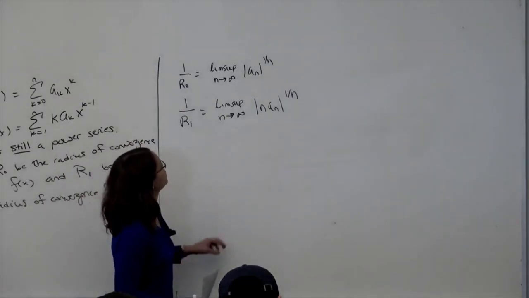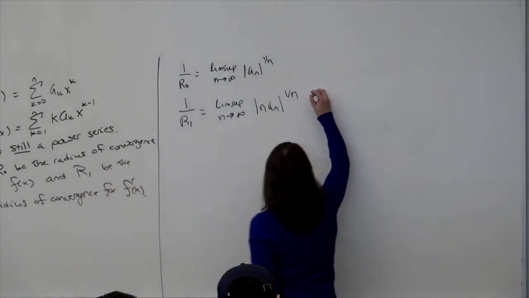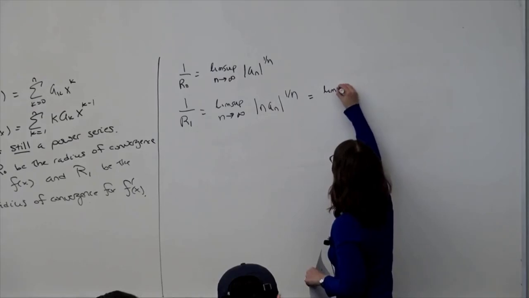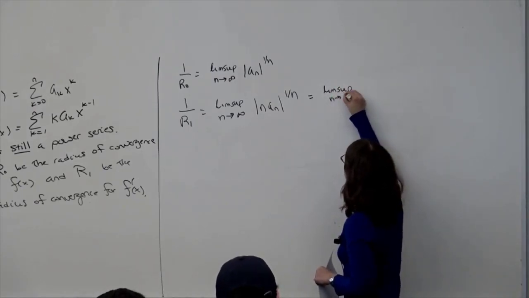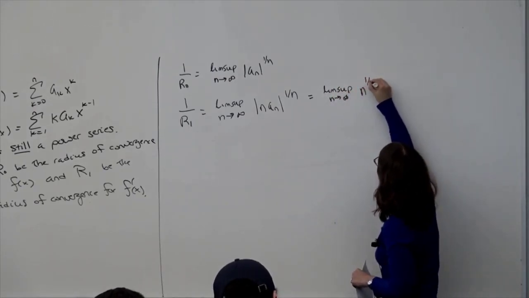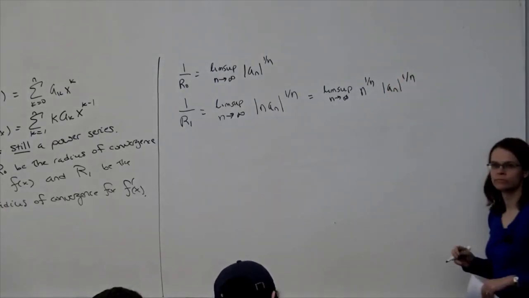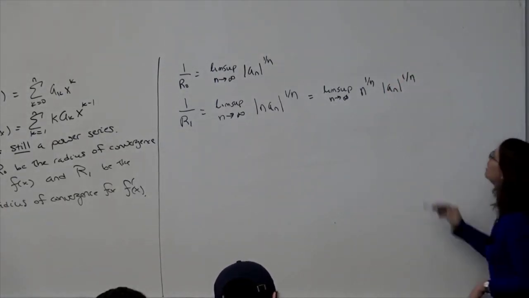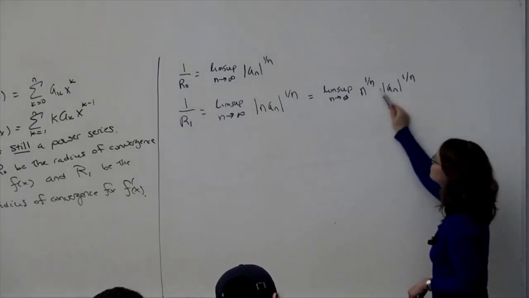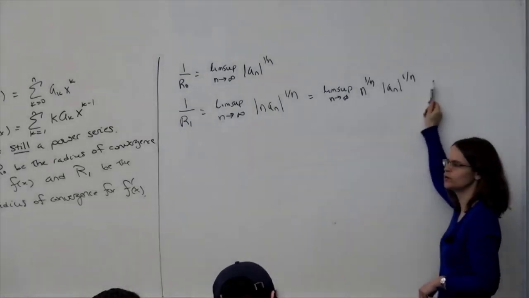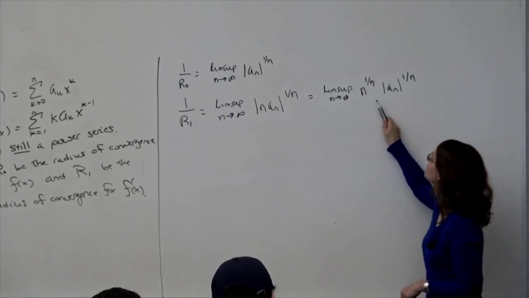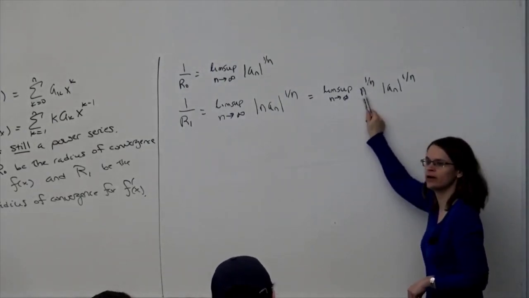So what's new here? Let's just break it up. n to the 1 over n times a_n to the 1 over n. Now we know what this term is trying to do as n gets large. This term is trying to go to 1 over R naught. So what we need to assess is what does this term do as n gets large.